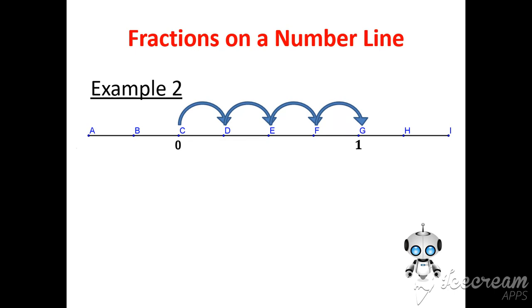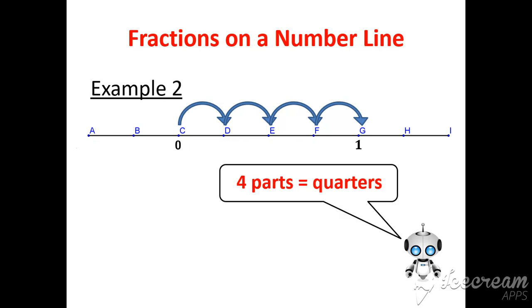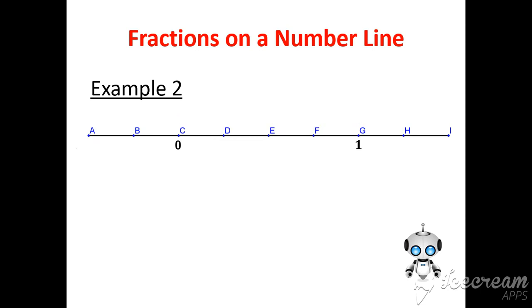Now in the last example we had 3, which was a third. So 4 spaces is equivalent to a quarter. Now a quarter is the fraction 1/4. So now we can start filling in the spaces. So that must be 1/4, 2 quarters, and some of you will realize that's the same as a half.